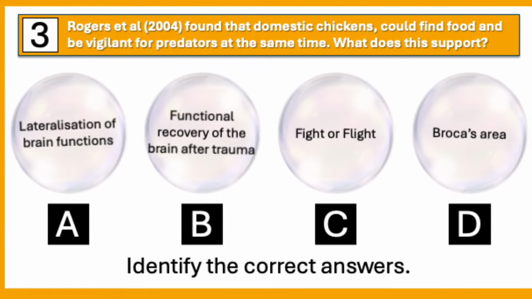So again, A, B, C, or D, or all of them. Rogers et al. in 2004 found that domestic chickens could find food and be vigilant of predators at the same time. What does this support? Does it support lateralization of brain functions, functional recovery of the brain after trauma, fight or flight, or Broca's area? What does this appear to be relevant to? They could find food and be vigilant of predators at the same time. So doing two things at once. A, B, C, or D, or all of them.